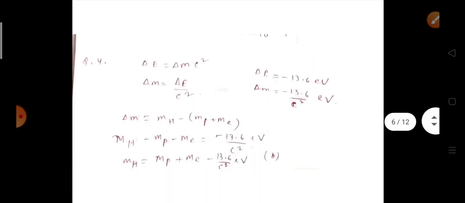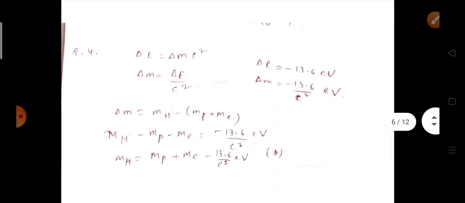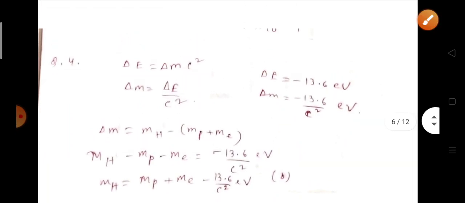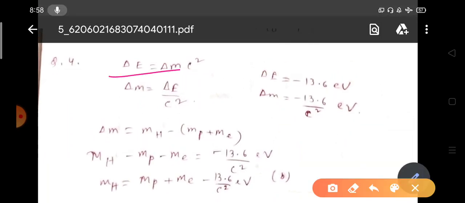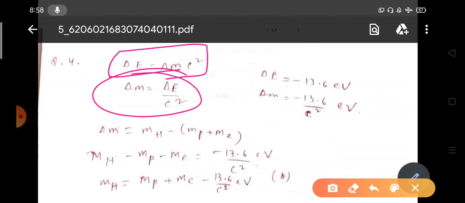So here we have to find out the mass difference, delta m. From the Einstein mass energy relationship, we can write that E equals mc square, or delta E equals delta m into c square. Now delta m can be written as delta E by c square. What is the delta E here? Delta E is the bound energy.